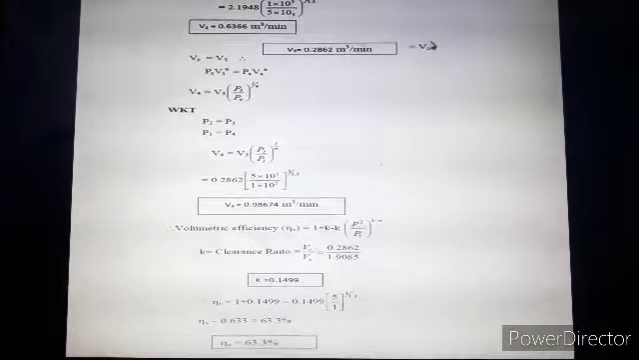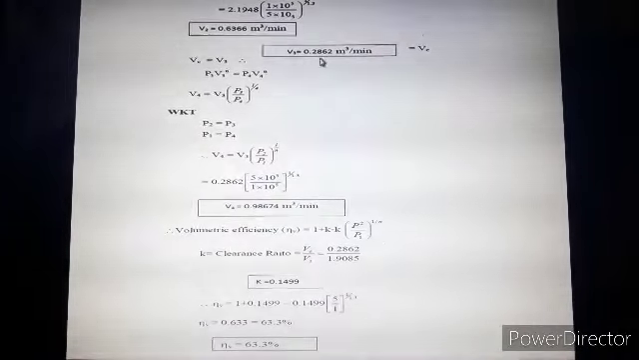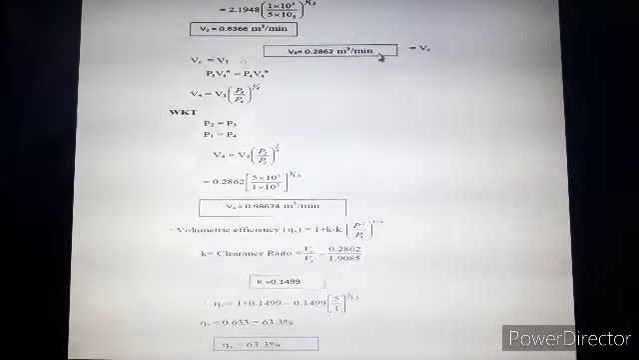Again, the clearance volume we have calculated. This clearance volume is also equal to volume V3. So directly we can write volume V3 as 0.2862 meter cube per minute.